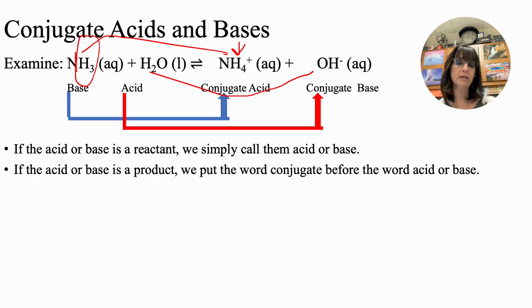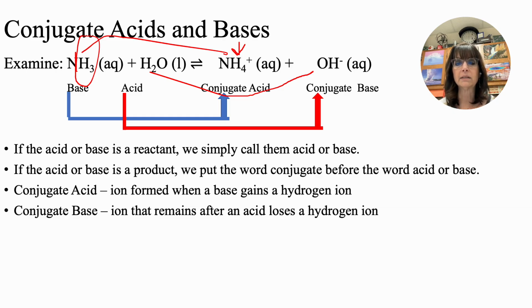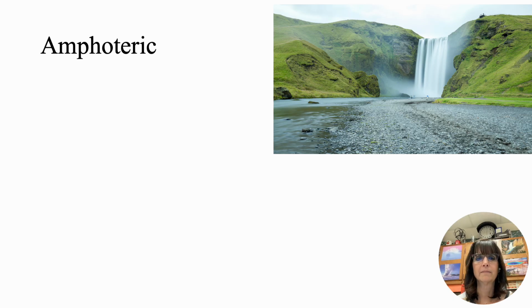But if they're on the product side, so yes, you have to know reactant from product, you guys, we put the word conjugate in front of it. So an acid becomes a base and the base becomes an acid, okay? And that's literally all we're talking about here. Again, freeze the slide if you need to get this stuff written down, okay?